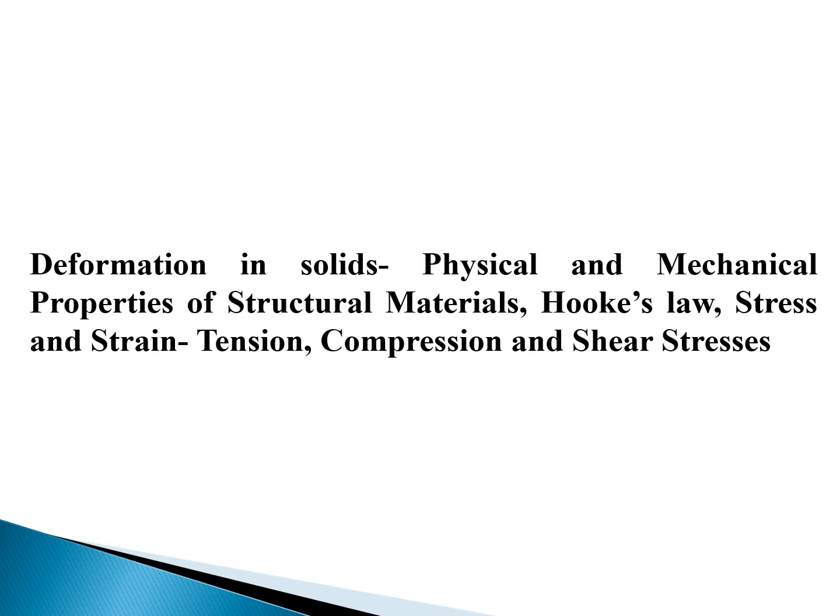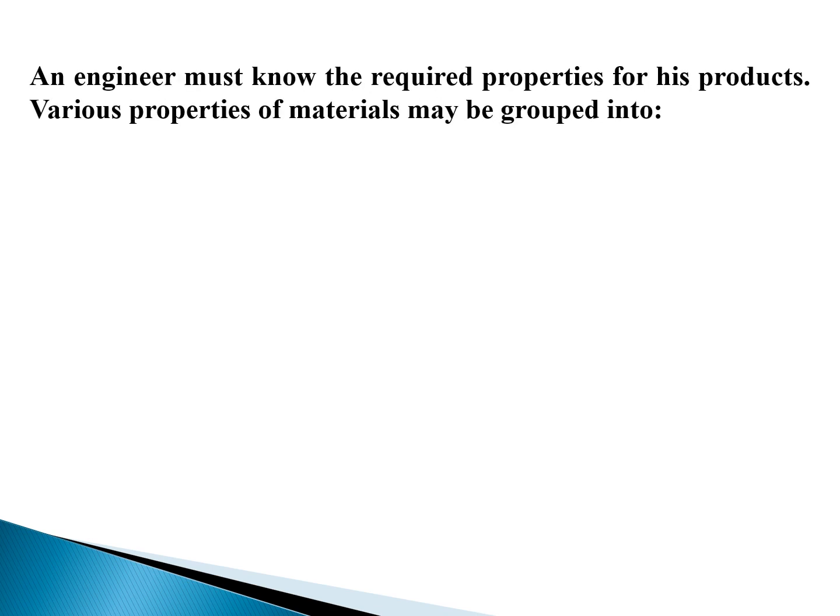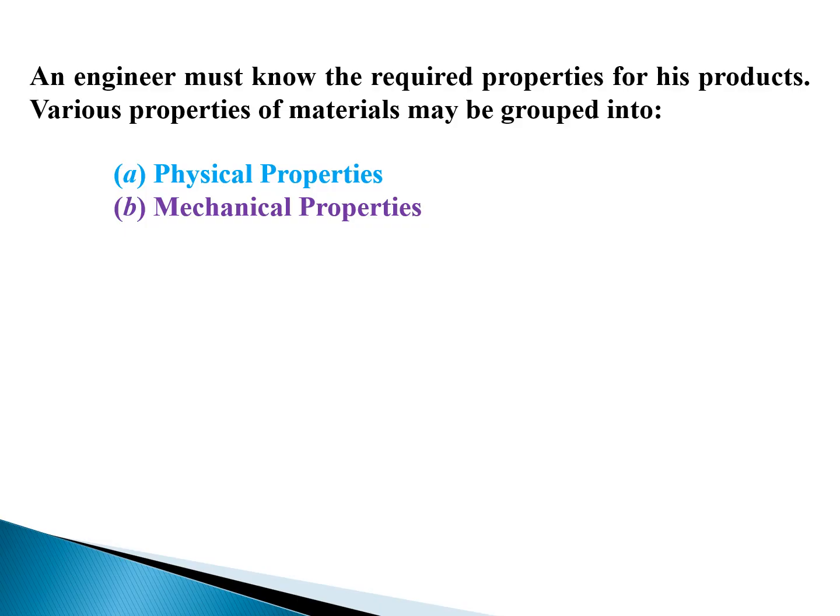In this chapter, we will discuss deformation in solids, physical and mechanical properties of structural materials, Hooke's law, stress and strain, tension, compression, and shear stresses. An engineer must know the required properties for his products. Various properties of materials may be grouped into A, physical properties, and B, mechanical properties.